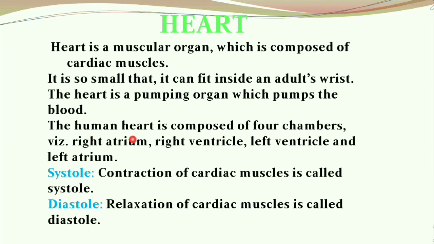The human heart is composed of 4 chambers: the right atrium, the right ventricle, the left ventricle and the left atrium. So what are systole and diastole? Systole is the contraction of cardiac muscles and diastole is the relaxation of cardiac muscles.